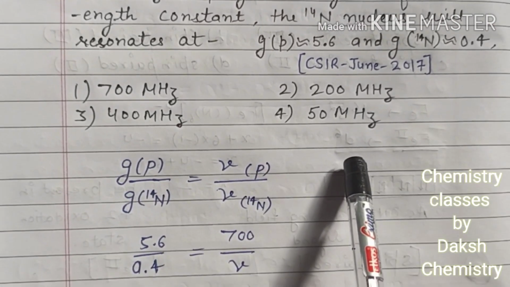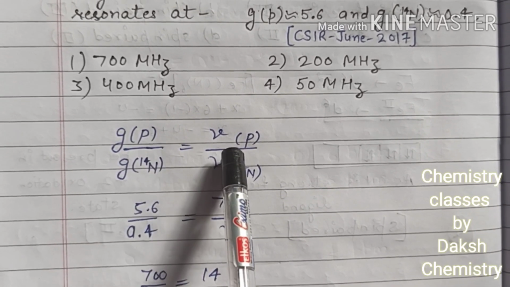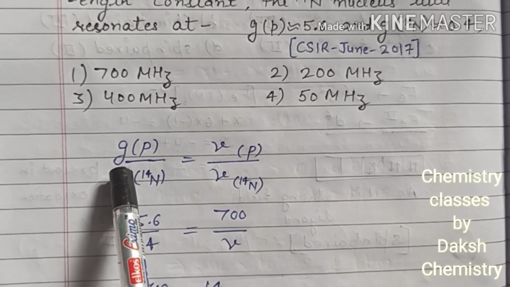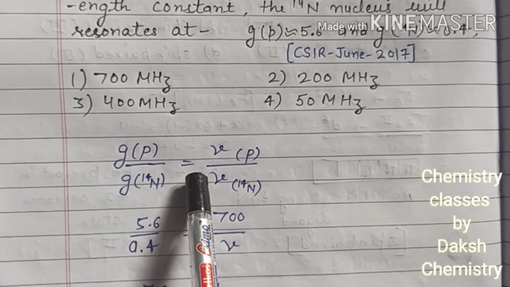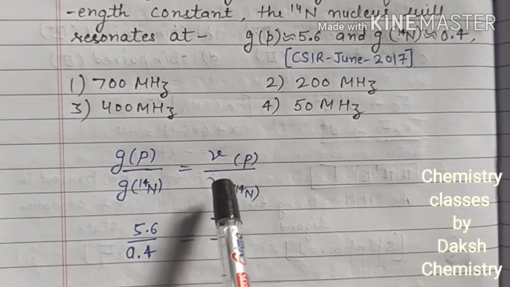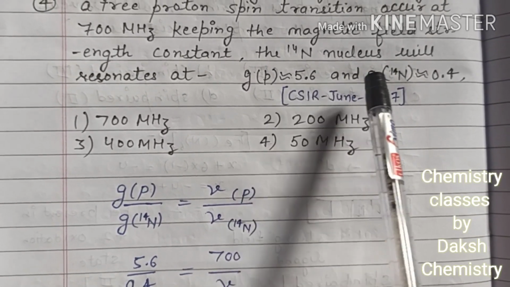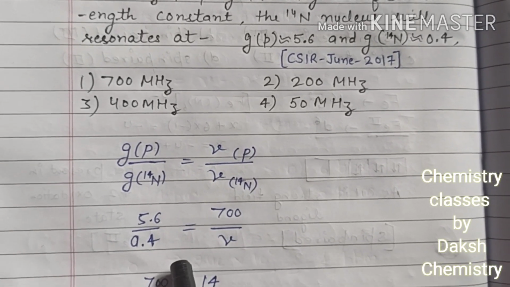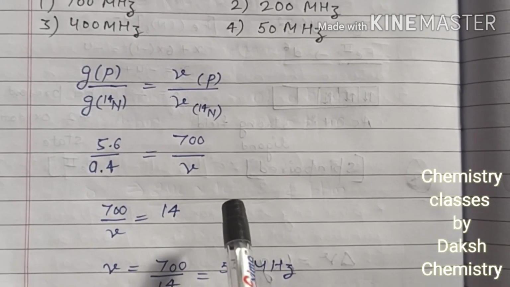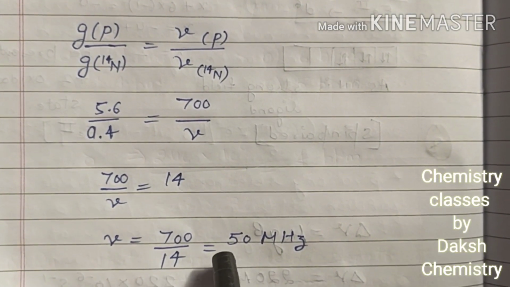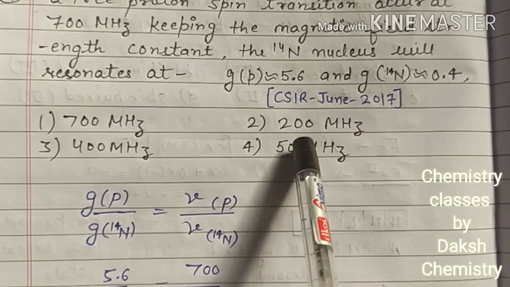As we saw in the last question, the G factor is directly related to the frequency. So the G factor of proton divided by the G factor of N14 equals the frequency of proton divided by the frequency of N14. We put the given values in the formula and calculate our frequency. The answer we get is 50 MHz, so the correct option is 4.